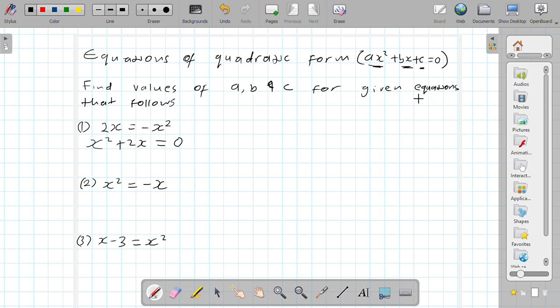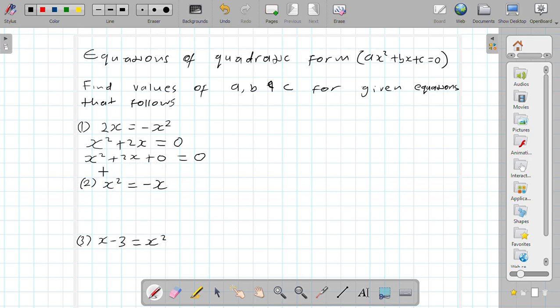So whenever you are faced with something like this, make sure to add your own value of c, meaning we have x squared plus 2x plus 0 is equal to 0. We get the story, right?